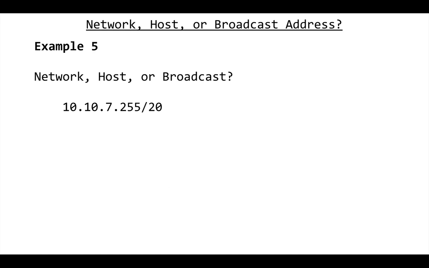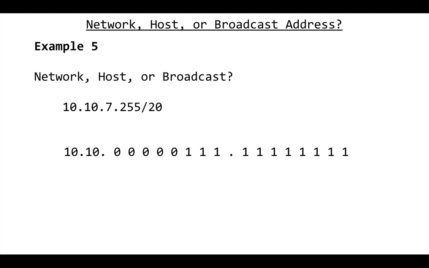Okay, example 5 is we have a 10.10.7.255 with a /20 subnet mask. A /20 subnet mask means we're going to be dividing in the third octet. It's real tempting to look at it and see that it ends in 255 and say, hey, I bet this is going to be a broadcast address.